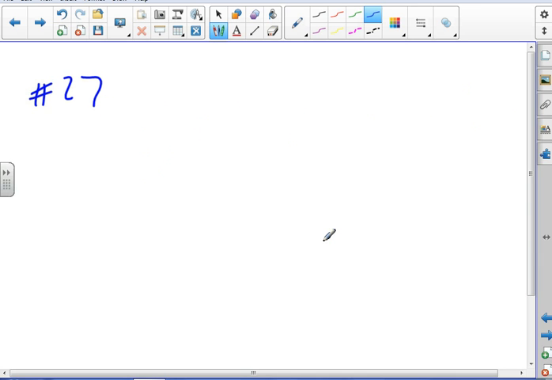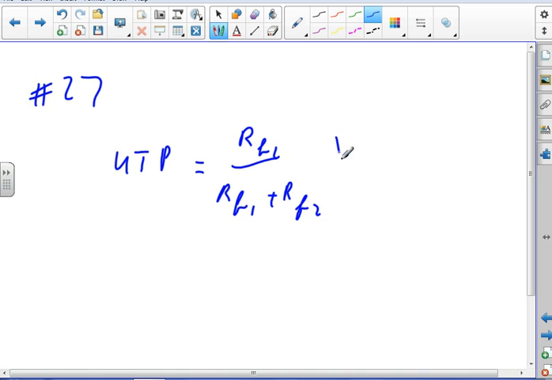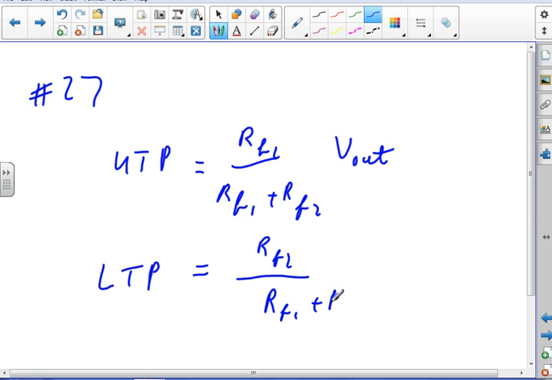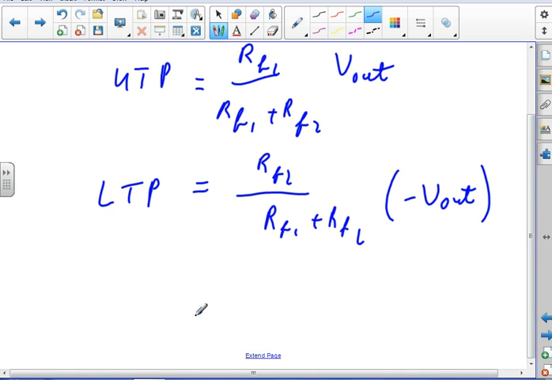23, 27. Schmidt trigger 51. Okay, guide below. So I'm going to find the upper and lower trip point. Okay, there he is, on page 861. My upper trip point is RF2 over RF1 plus RF2 times V out, and my lower trip point is RF2 over RF1 plus RF2 times minus V out. All right, that should be pretty easily what we got.